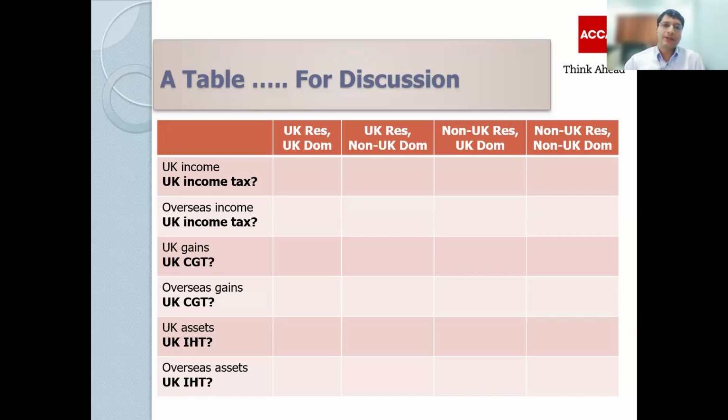And I have on the left side, you can see different income, gains and assets, one being UK and another being what we call overseas or foreign income. And on the right side, you can see UK resident, UK domicile; UK resident, non-UK domicile; non-UK resident, UK domicile; and non-UK resident, non-UK domicile. Therefore, the whole of the personal taxation, residence and domicile concept for the purpose of income tax, capital gains tax, and inheritance tax is going to be summarized in this table in the next 15-20 minutes or so.